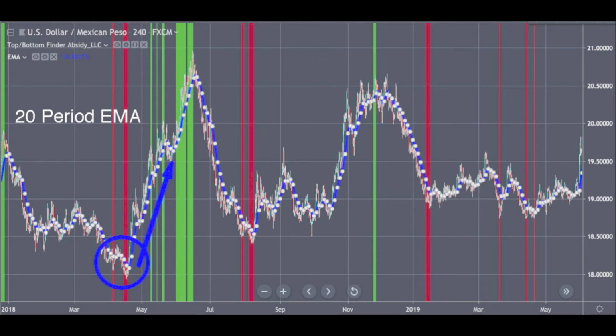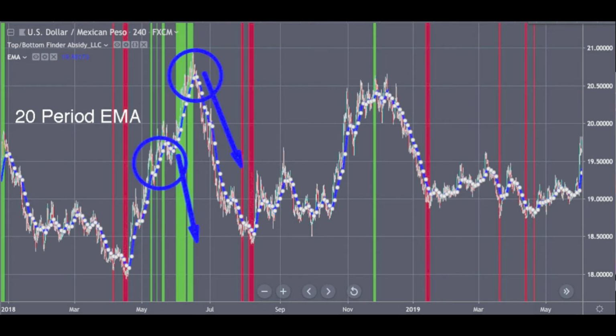You can see the first area where the price was crossing under the blue 20-period EMA. This signal was a little early. However, with the proper risk management systems, the losses here would not be very big.